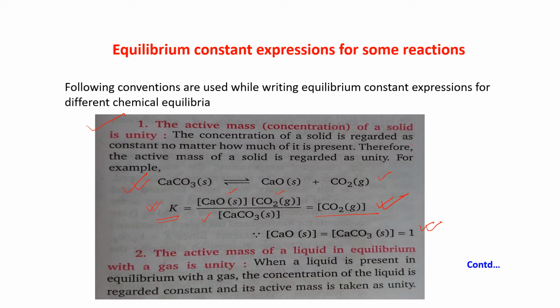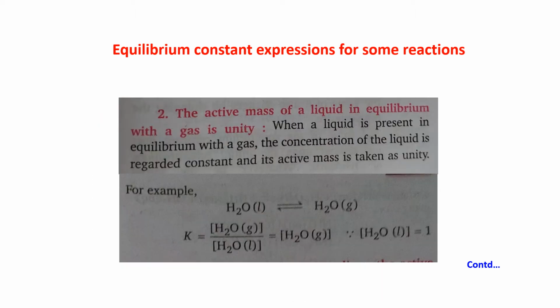Okay, number 2 we will do in the next slide. Number 2, the active mass of a liquid in equilibrium with a gas is also unity. That means what? When a liquid is present in equilibrium with a gas, then the concentration of that liquid is regarded as constant and its active mass is taken as unity.